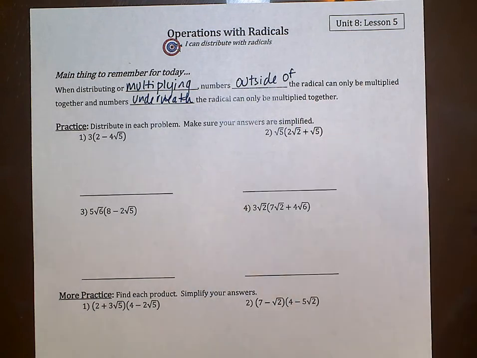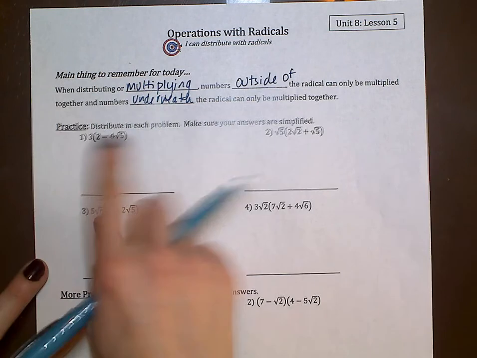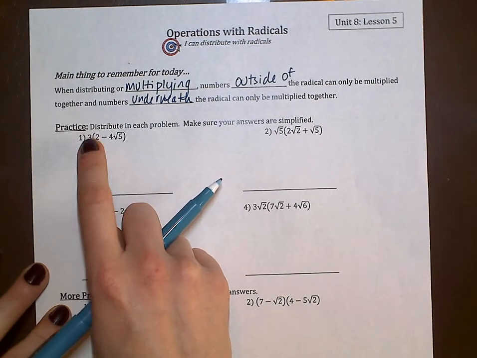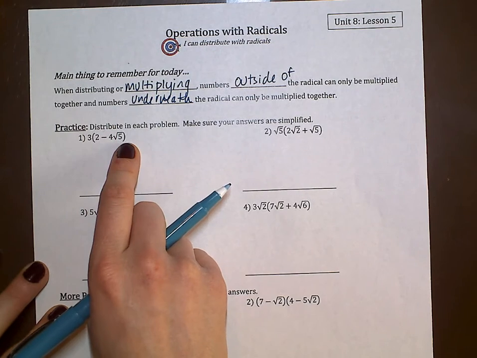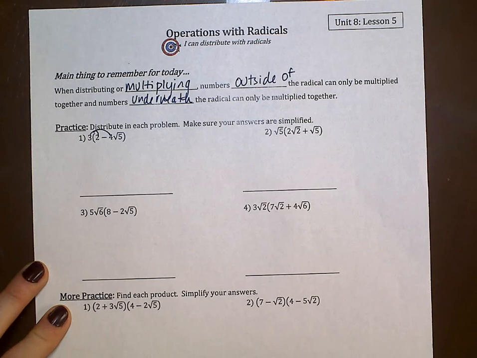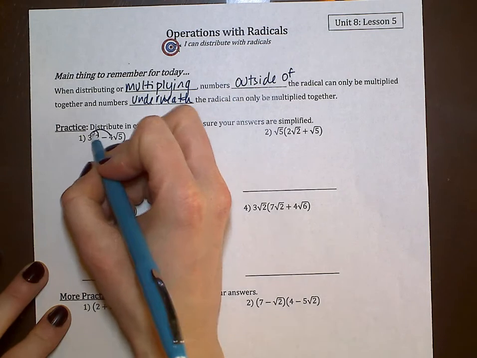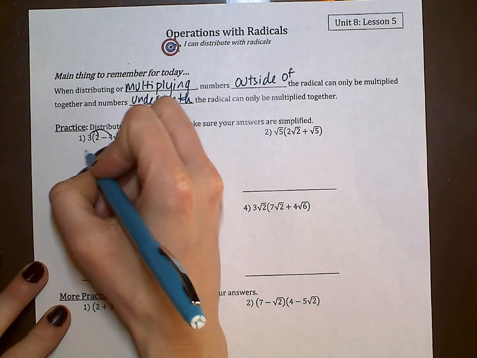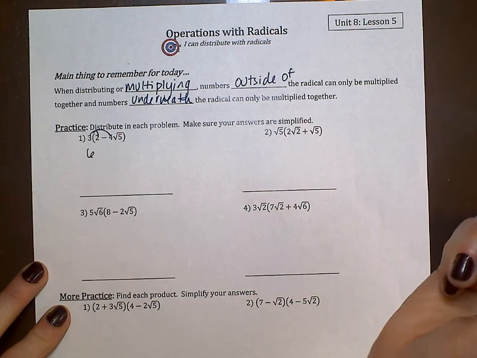So all we're going to be doing is practicing. I'm going to do most of them. You're going to try a few. Let me start with number 1 though. So all I have to do to simplify this is just distribute the 3 to both of those terms inside the parentheses. 3 times 2, that's easy. Those are both just plain numbers, so obviously that's just 6.